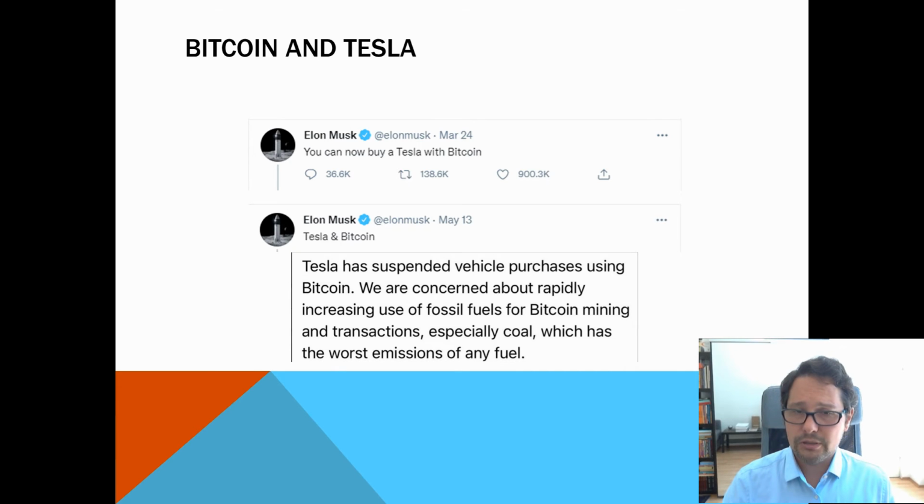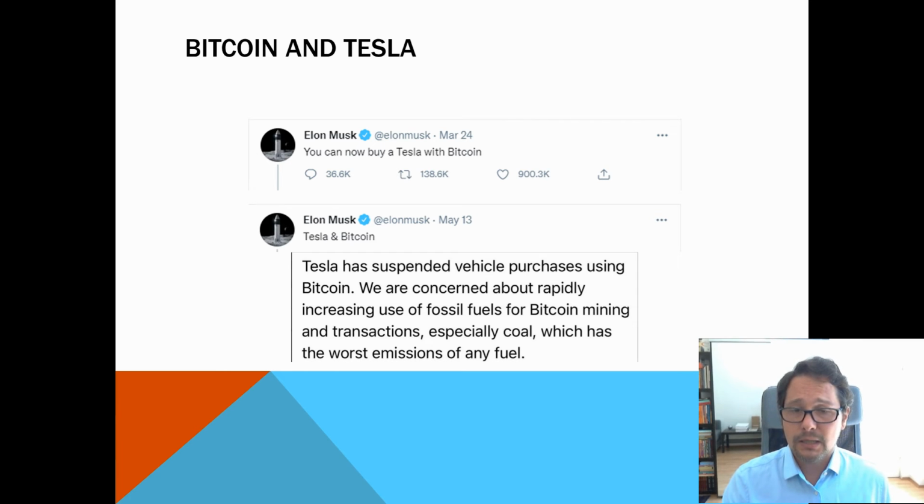Now, on March 24th, Elon Musk, the CEO of Tesla, announced that you can now buy a Tesla with Bitcoin. Of course, the price exploded, because he's very popular with certain people, and everybody rushed into buying Bitcoin as well. Then in less than two months, on May 13th, 2021, he said that Tesla has suspended vehicle purchases using Bitcoin. We are concerned about the rapidly increasing use of fossil fuels for Bitcoin mining and transactions, especially coal, which has the worst emissions of any fuel.